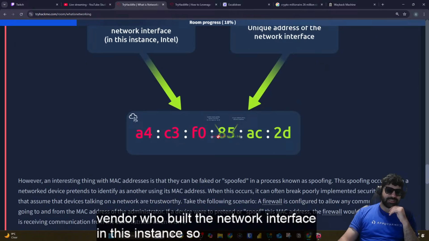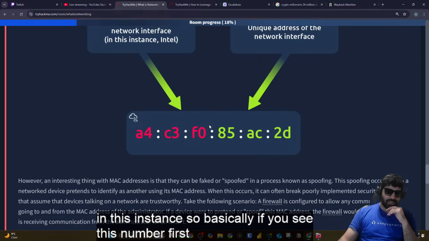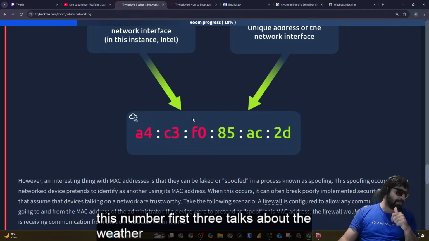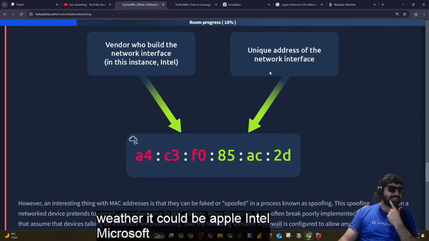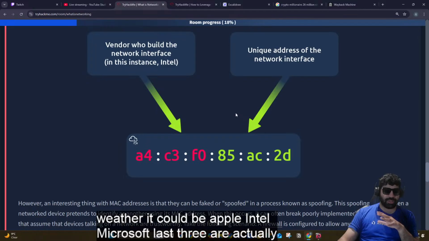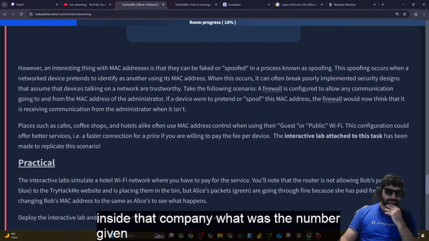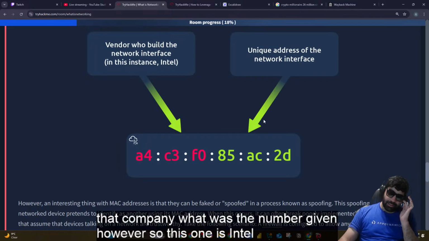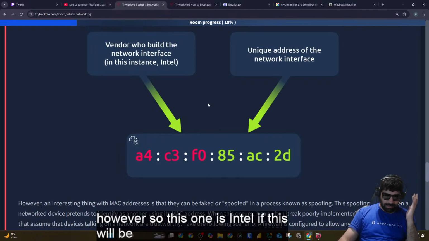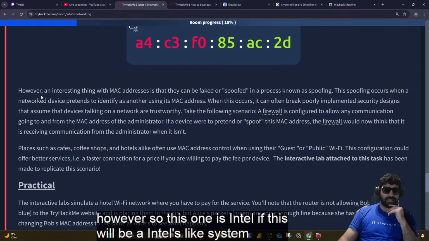So basically, if you see this number, the first three sets talk about the vendor. It could be Apple, Intel, Microsoft. The last three are the number given inside that company. So this one is Intel, and this will be Intel's system, whatever interface it is.